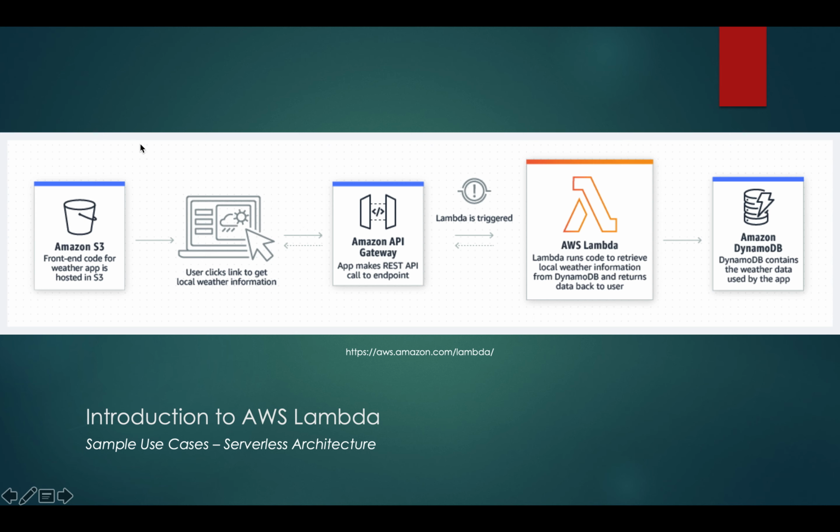So in this situation, you have a website being hosted in S3, a weather website, and when the user clicks on a link to get weather information, the app makes an API call to a specific endpoint, which triggers Lambda. Lambda then interacts with DynamoDB to retrieve weather information, returns it back to Lambda, which returns it back through the gateway to respond to the API call with the weather information. These are two sample use cases.